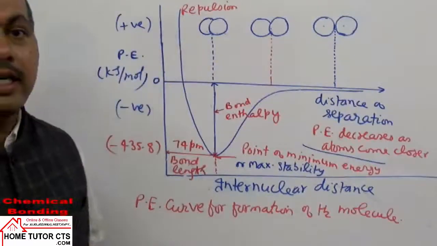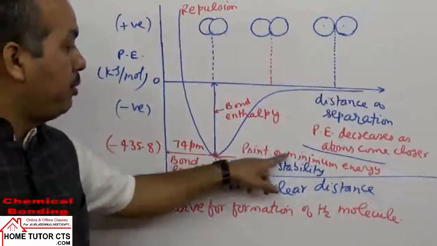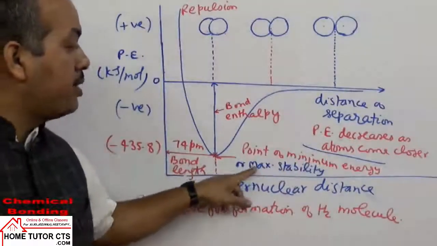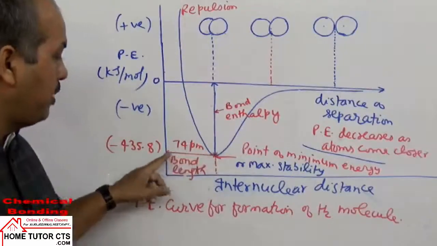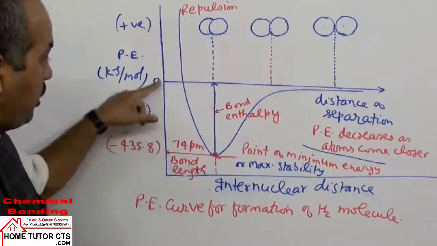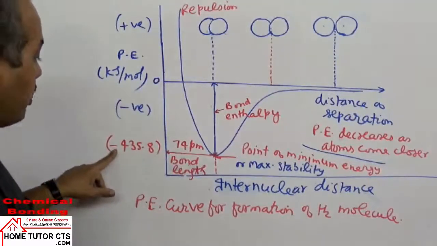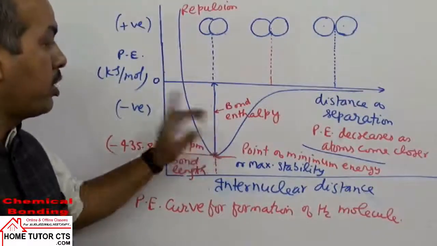again energy can increase. So at the point of minimum energy, or we can say stability becomes maximum, there is a bond. This is said to be the bond formation condition, and you can take the energy difference from here to here. This is minus 435.8 kilojoule per mole. It is the bond enthalpy.